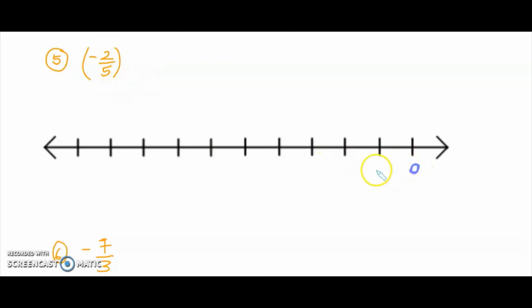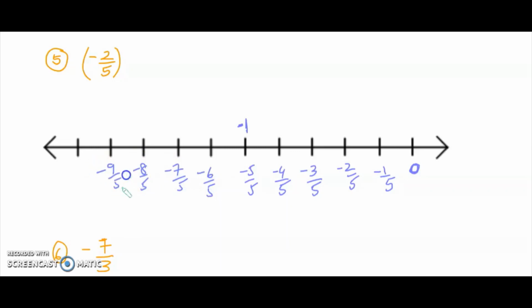The number just on the left side of 0 will be negative 1 divided by 5. Then negative 2 divided by 5. Then negative 3 divided by 5. Negative 4 divided by 5. Negative 5 divided by 5 is going to be a negative 1. Correct? Then negative 6 by 5. Negative 7 by 5. Negative 8 by 5. Negative 9 by 5. Correct? My answer is negative 2 by 5.